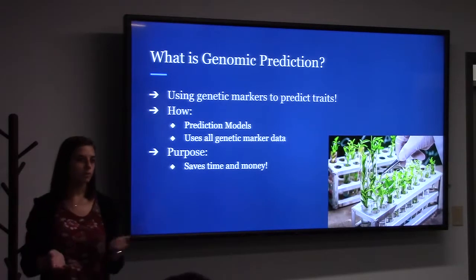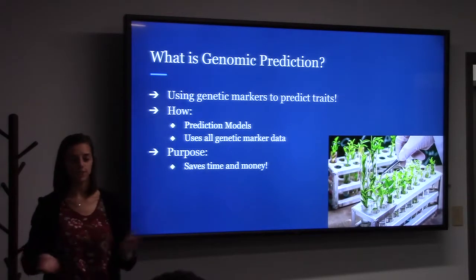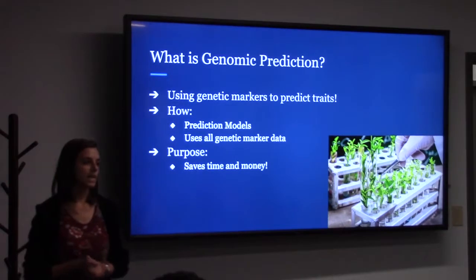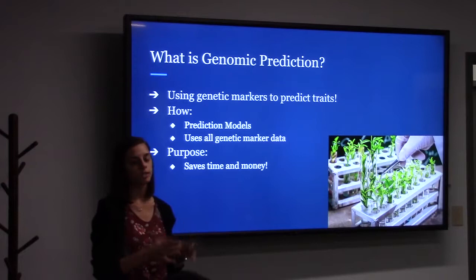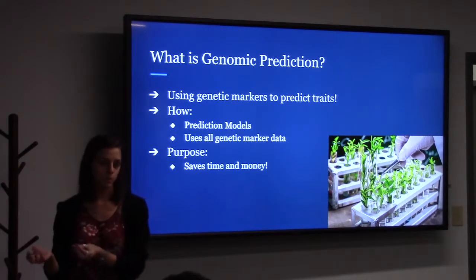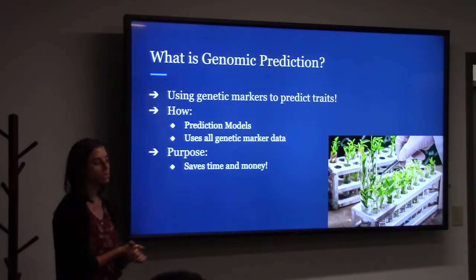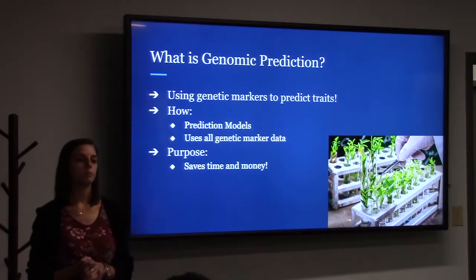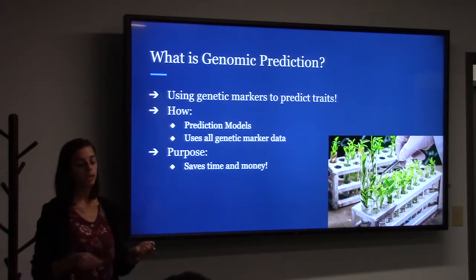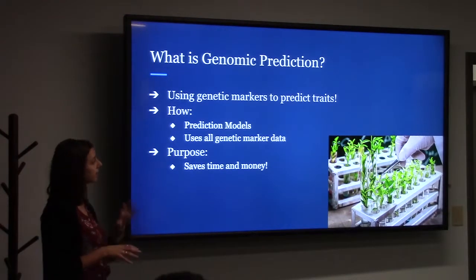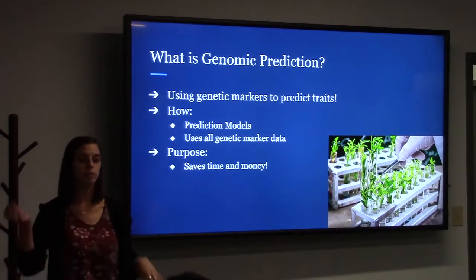Okay, so your first question should be, what the heck is genomic prediction? Genomic prediction is just taking the genetic information of a plant and getting a predicted trait value from it. There's a lot of ways that you can do that. There's a lot of prediction models you can build. So you can build linear, nonlinear, machine learning. But as long as you have a model that takes in the genetic information and outputs a trait value, you're good to go.